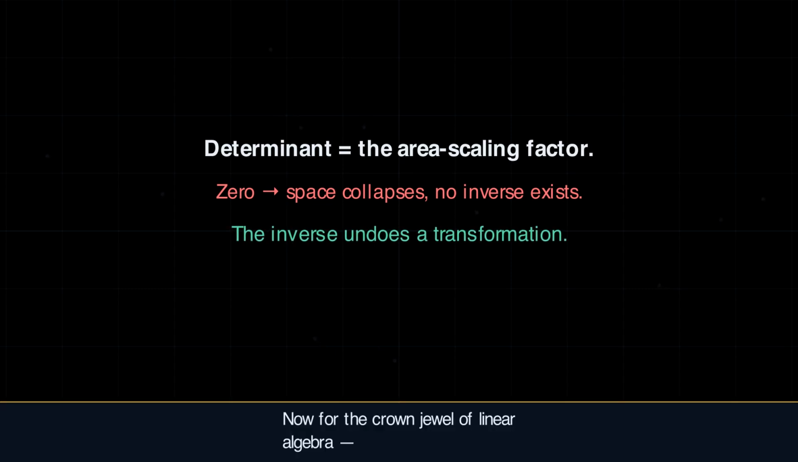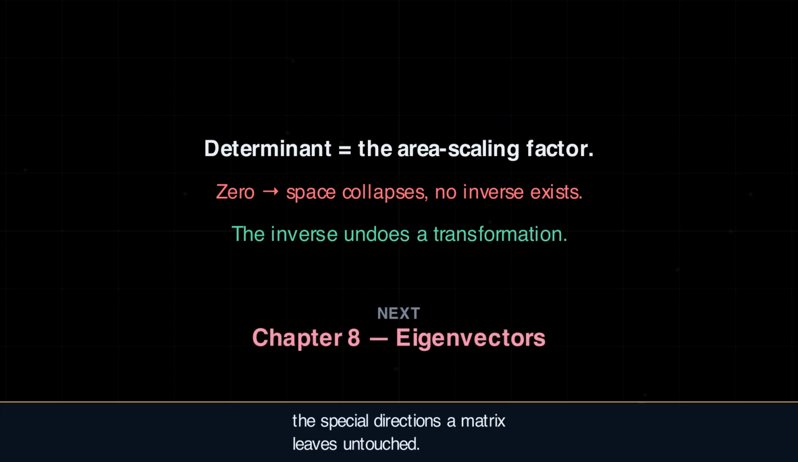Now for the crown jewel of linear algebra, the special directions a matrix leaves untouched. Chapter 8, Eigenvectors.